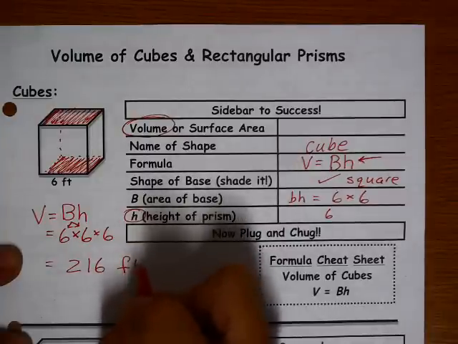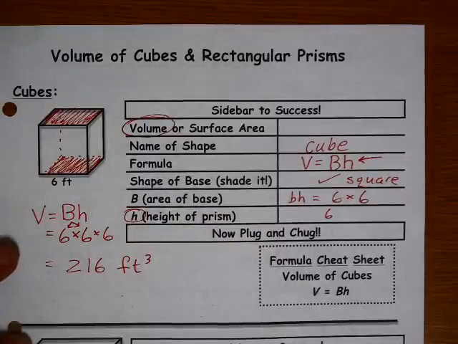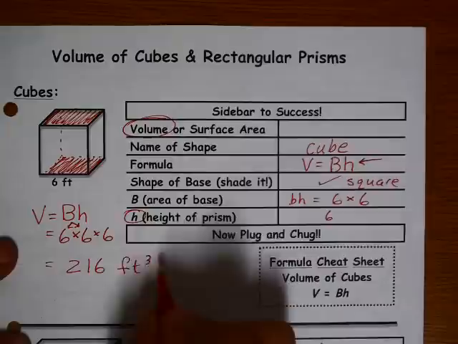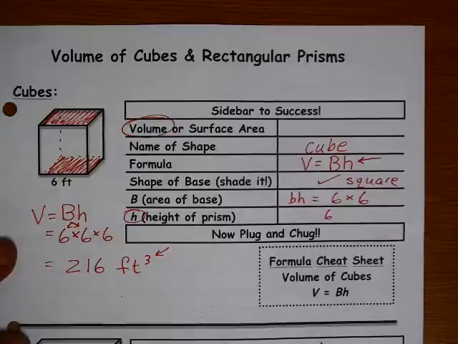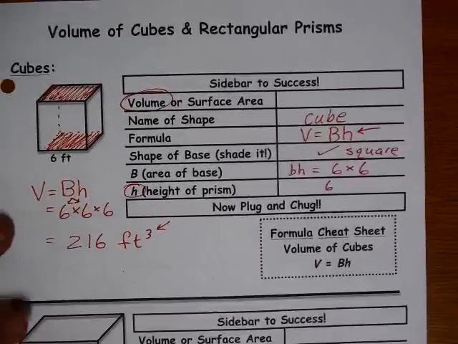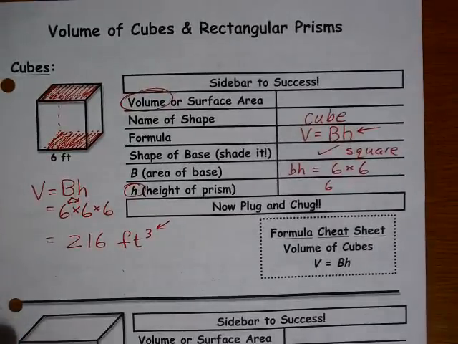And the way we'd write this is with cubic feet at the end. Anytime we deal with a volume, it's in cubic feet, and this 3 just signifies that you actually multiplied 3 numbers together to get it. Okay? So that's a cube. And we'll do plenty of these. We're just going through these notes really quick.